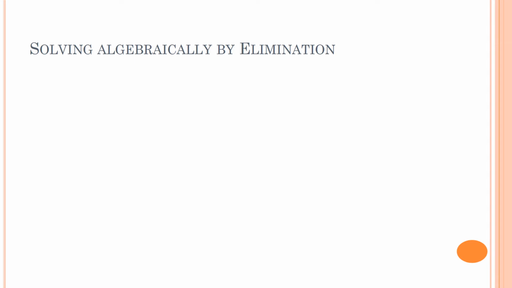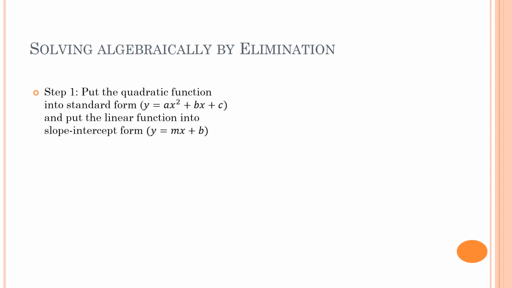We also can solve quadratic linear systems algebraically. We have the two methods that we learned with linear systems. We have elimination and we have substitution. To solve algebraically by elimination, the first thing you want to do is put your quadratic equation into standard form, which is y equals ax squared plus bx plus c. Put your linear function into slope-intercept form, y equals mx plus b.